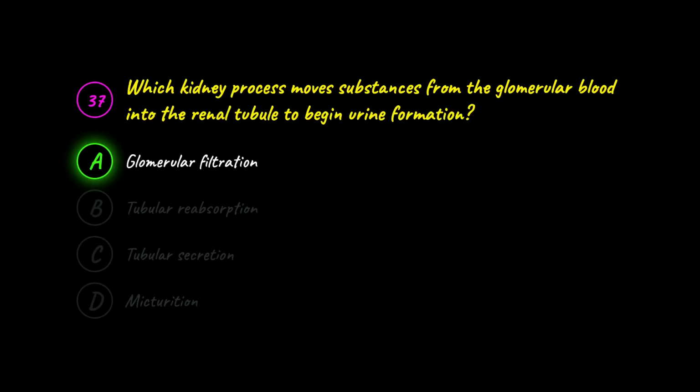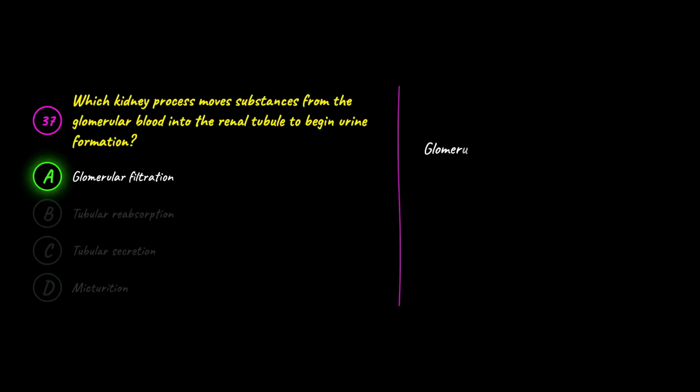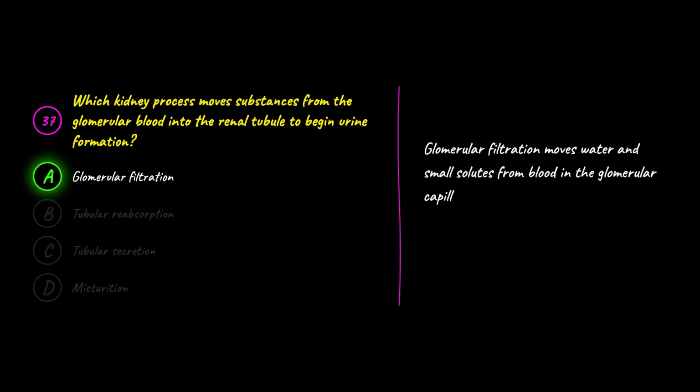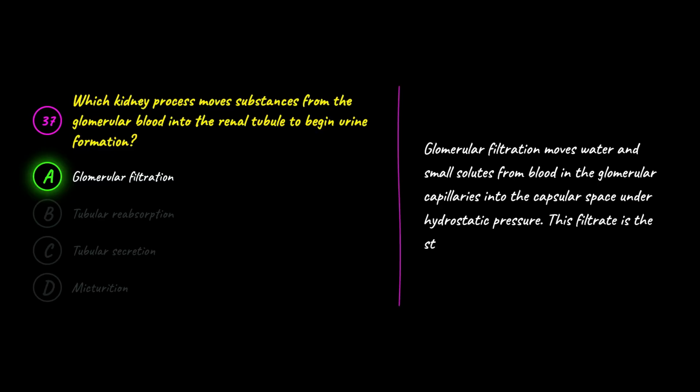The correct answer is A. Glomerular filtration. A is correct because glomerular filtration moves water and small solids from blood in the glomerular capillaries into the capsular space under hydrostatic pressure. This filtrate is the starting fluid for urine formation in each nephron of the kidney.